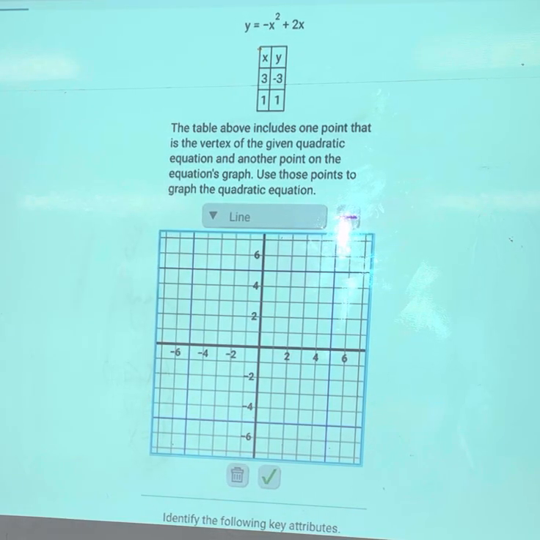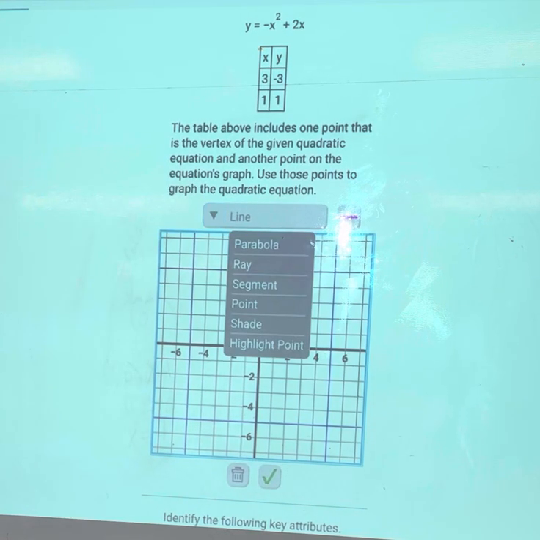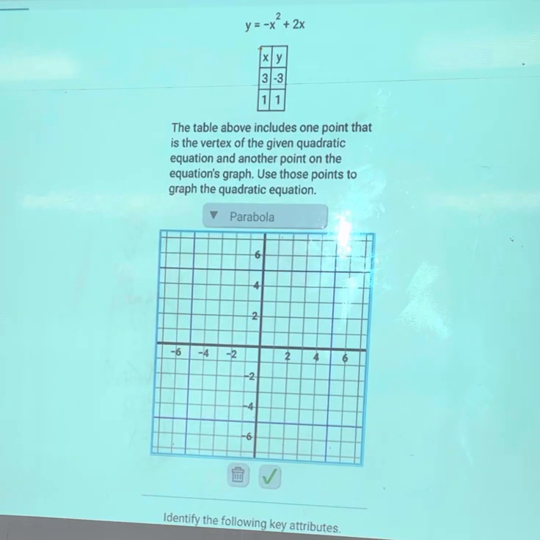So we have to let's know which point is the vertex. So I'm gonna let y'all put that in the calculator and I'm gonna show you why. First off, are we graphing a line? Yes. No, we're graphing a quadratic equation. So our quadratic equation is a parabola.